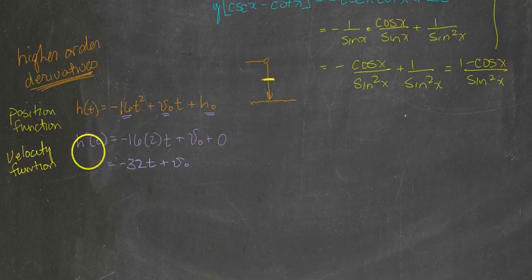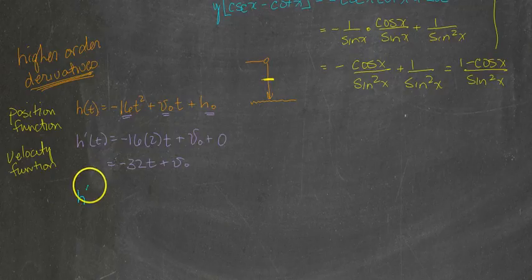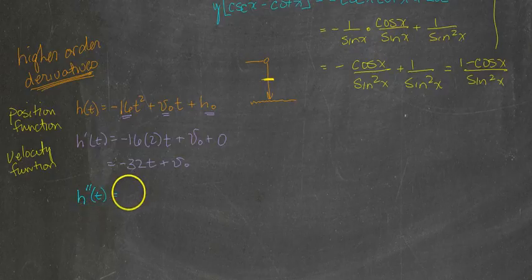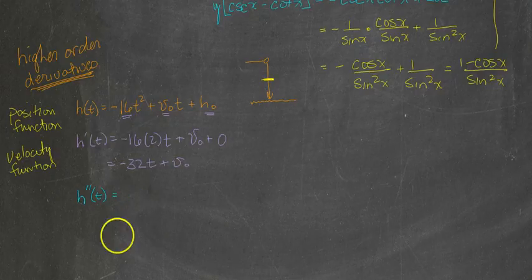I can do this one more time and get the h double prime of t, which just means the second derivative, 2 dashes here. Another way to write this would be d2 over dt2 in this case. That would be a second derivative notation, not a notation I really like. Or I could say the y double prime if I were using that notation. So it's just a notation difference.